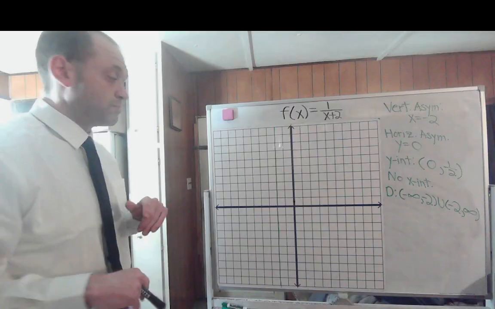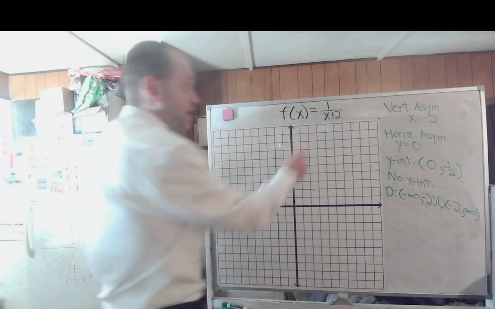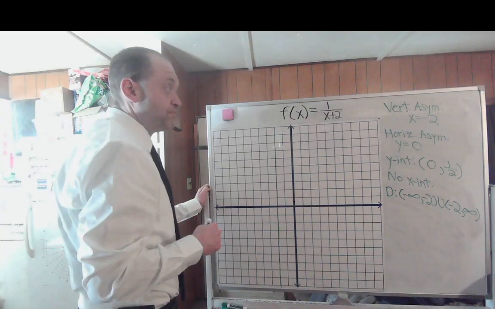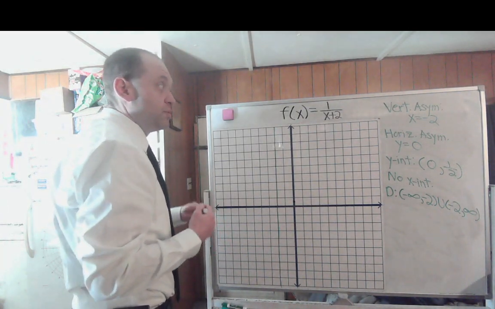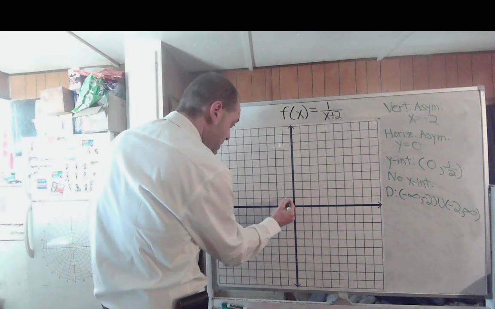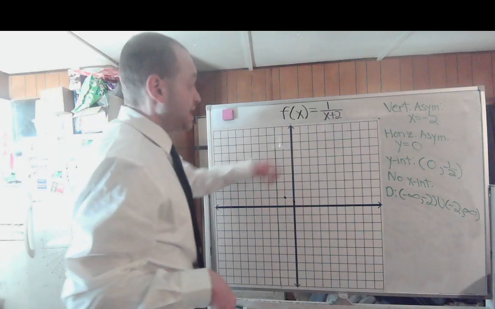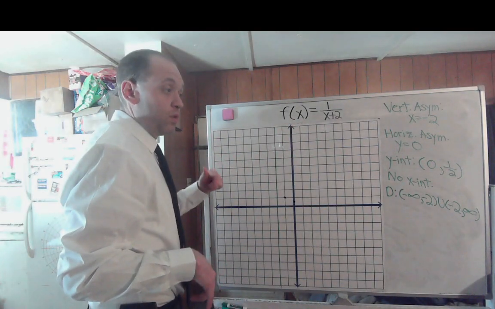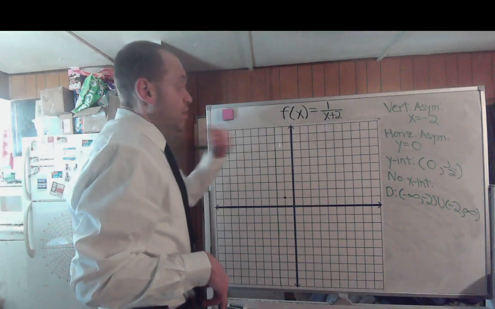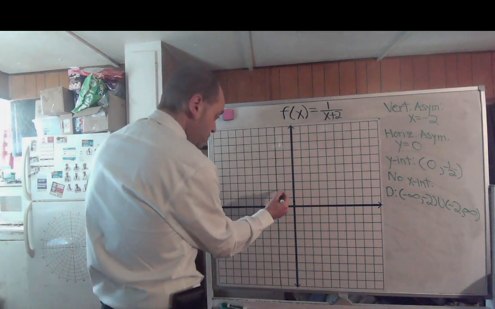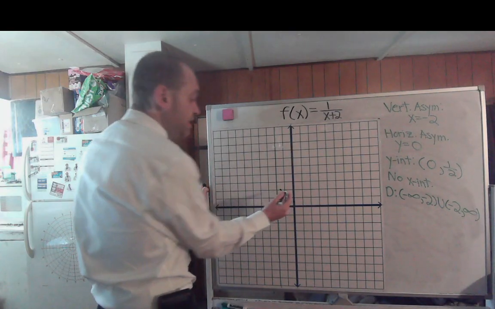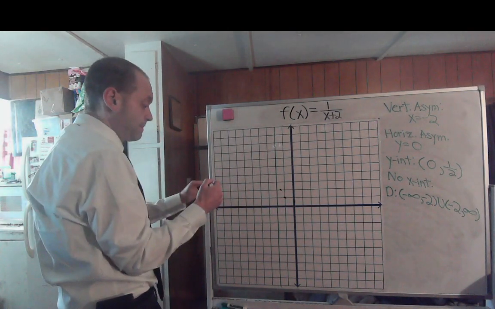Well, let's take some points here. What about when x equals negative 1? When x equals negative 1, you would get 1 over 1, which is 1. Let's say we took negative 1/2. Well, you would get 1 over 1/2, which would give you 2. And as you see, the further left you go, the further up you're going.